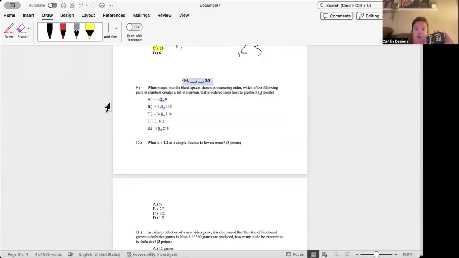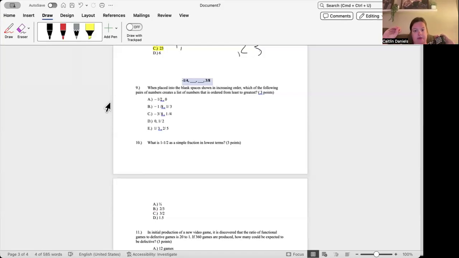When placed into the blank spaces shown in increasing order, which of the following pairs of numbers creates a list of numbers that is ordered from least to greatest? So that would be descending order. Least to greatest. No, that's wrong. Descending is when it's from greatest to least. So least to greatest is ascending order.